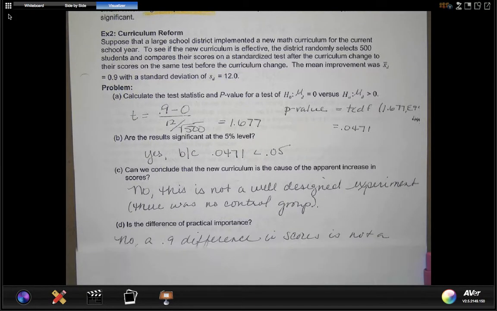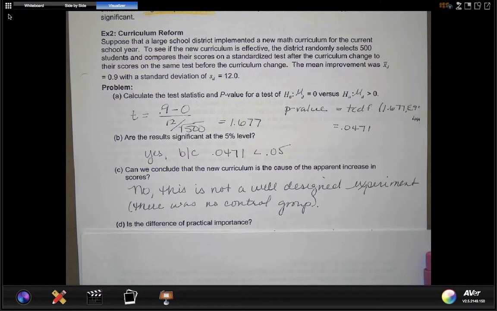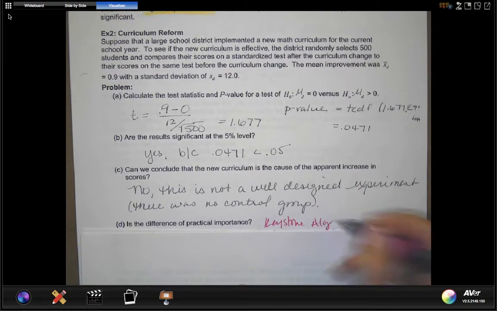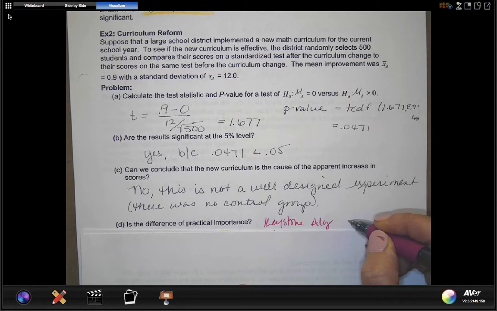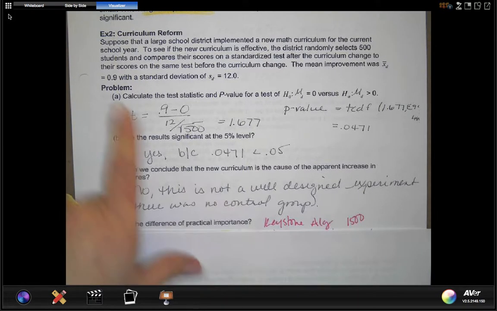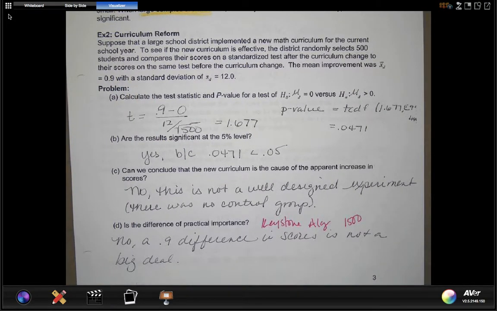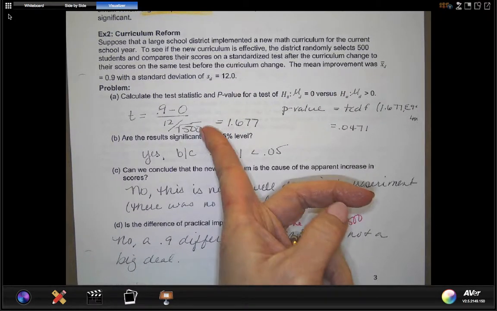Well, let's just think here. So I'll tell you this. Like your Keystone Algebra 1 scores, to be proficient, you need a 1500. So if we have a 0.9 improvement, is that really a big deal? In this case, a 0.9 difference is not really a big deal. That's not showing a drastic improvement in Keystone Algebra 1 scores or in these standardized test scores. We're finding out that the difference is so significant because our sample size is so big.